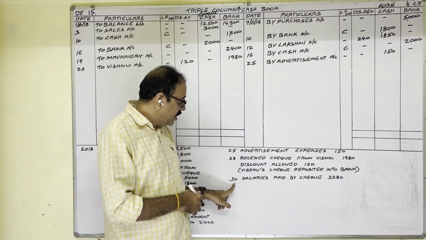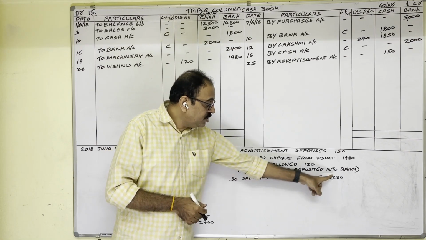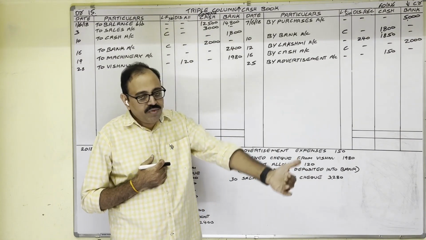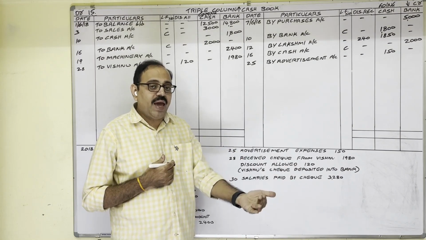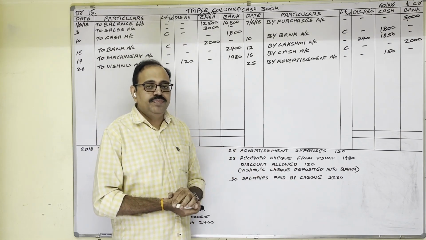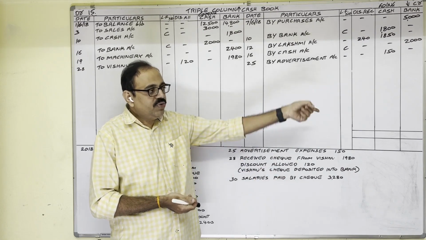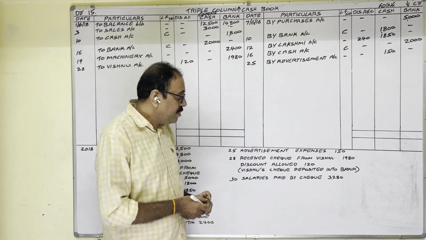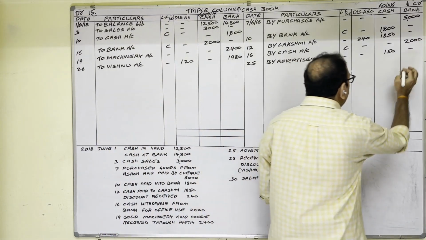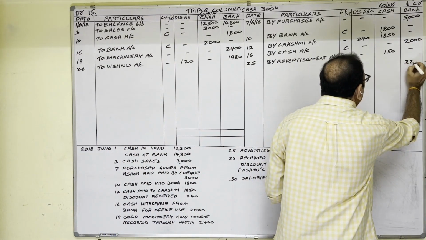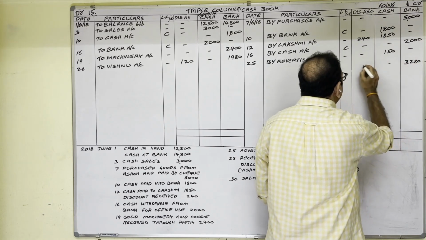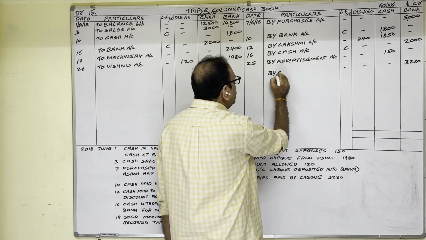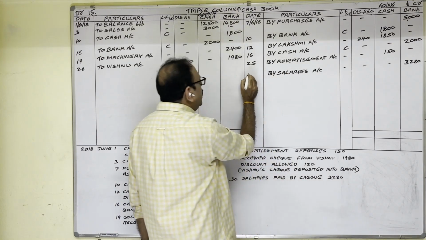Next, on 30th date, salary is paid by check, 3,280. We are a firm, so we have to pay salary to our employee. Instead of giving cash, we issued a check to him. Then he goes to our bank and takes the money. Our bank balance decreases. When the bank balance is decreasing, it is credit side, bank column now, 3,280. We should write the expenditure name: by salaries account. Date is 30.